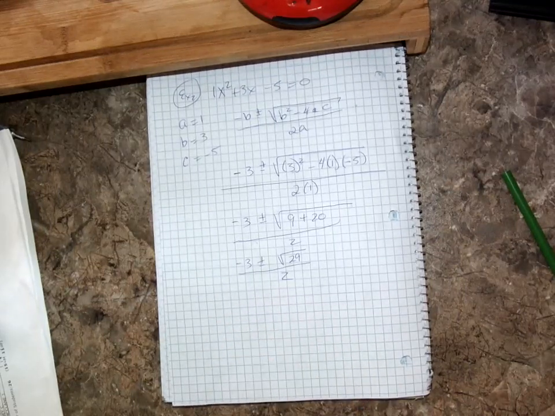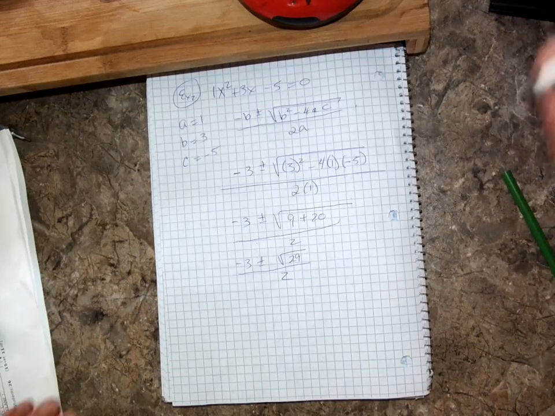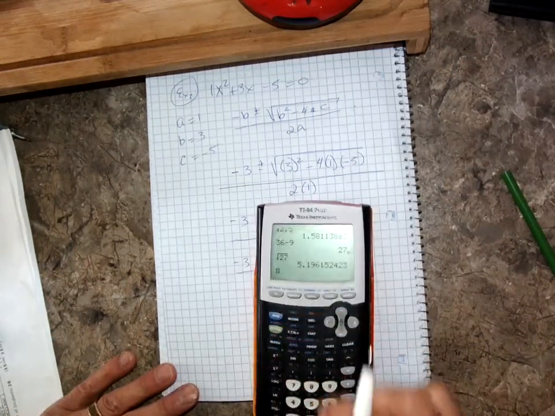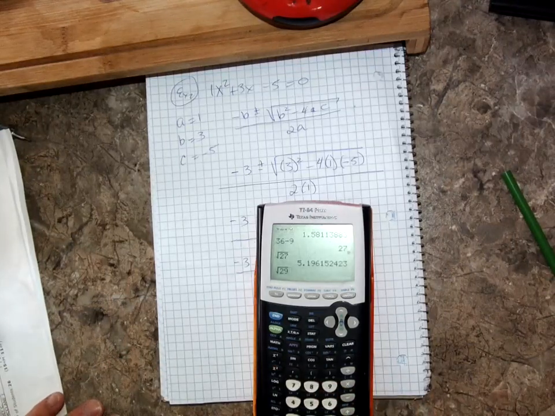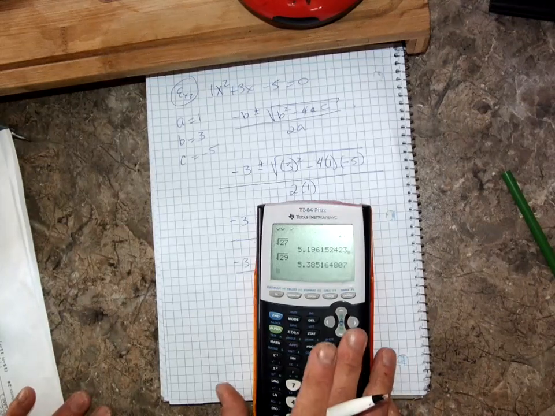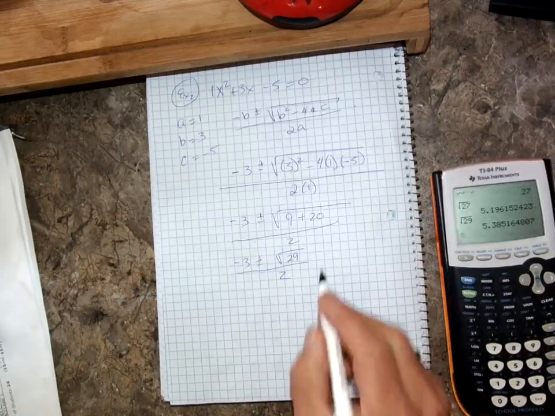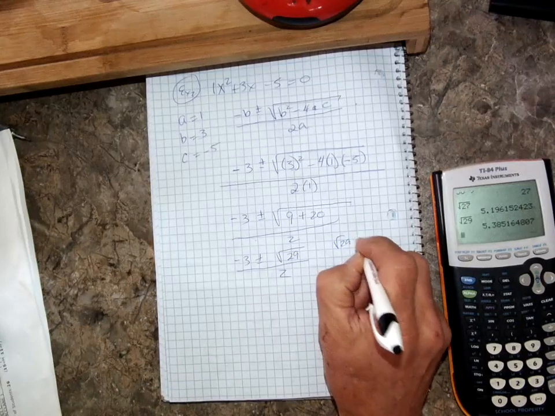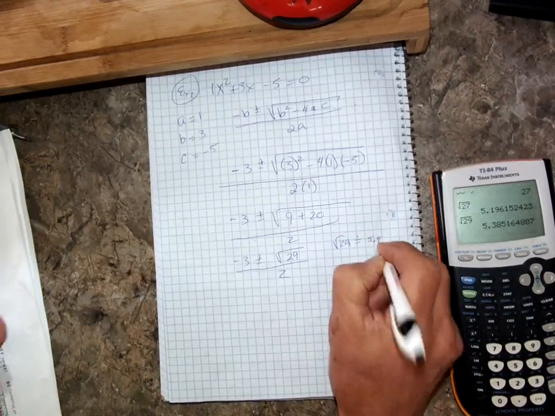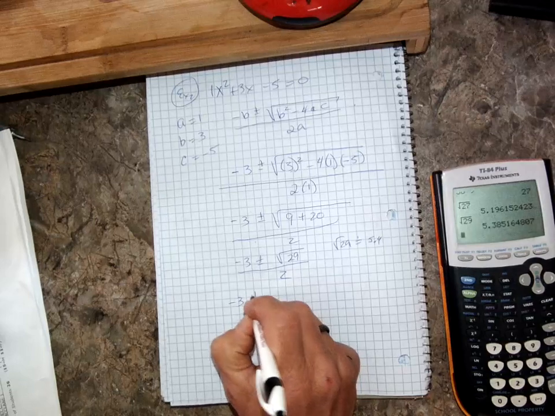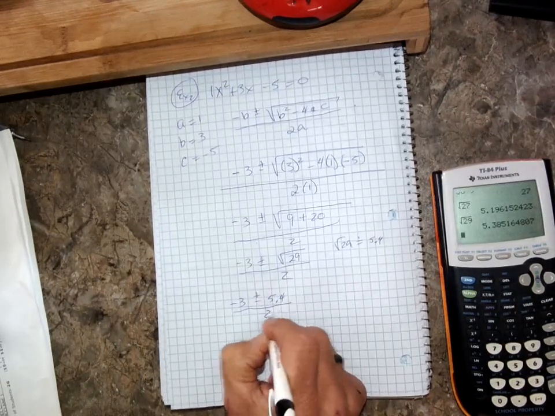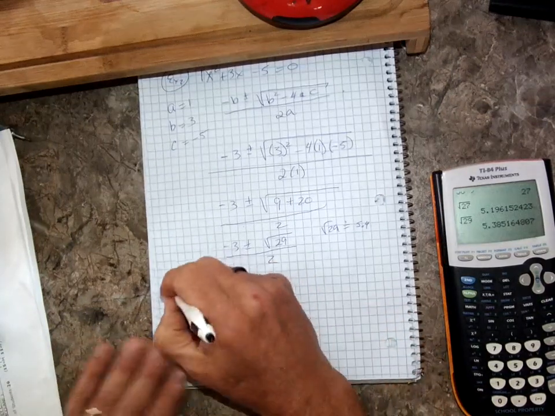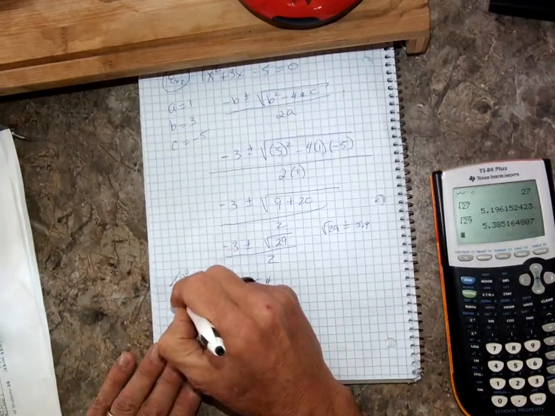Now, here's the problem. Square root of 29 is not a good number, so I use my calculator. Square root of 29, and I get a decimal answer of about 5.4. Rounding to the nearest tenth is easiest. So the square root of 29 is about 5.4. So let's go negative 3 plus or minus 5.4 over 2. There are two answers.